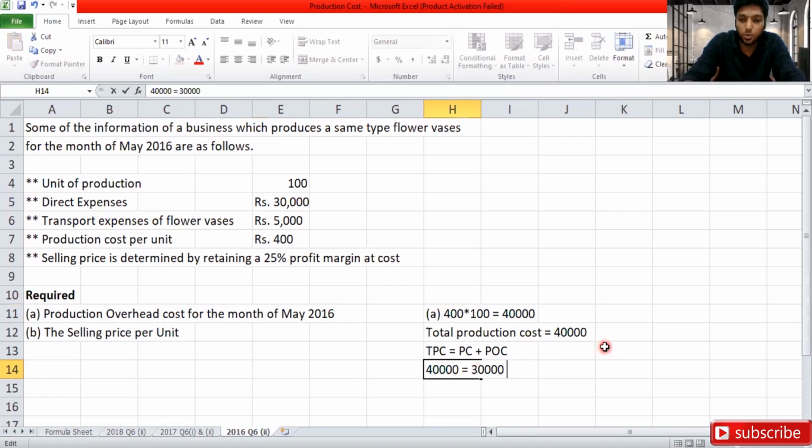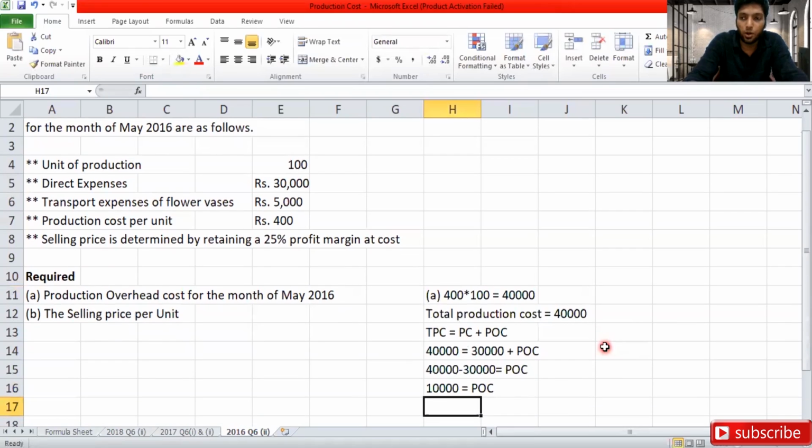Then I have production overhead cost. I can write production overhead cost, POC. Now this 40,000 minus 30,000 will give production overhead cost. So 10,000 is the actual answer for production overhead. So we found out production overhead cost. Now we are done with that. It's very straightforward. If you know the calculations, if you know how to apply them, then of course doing this sum is very easy. Then we are moving on to the B part.